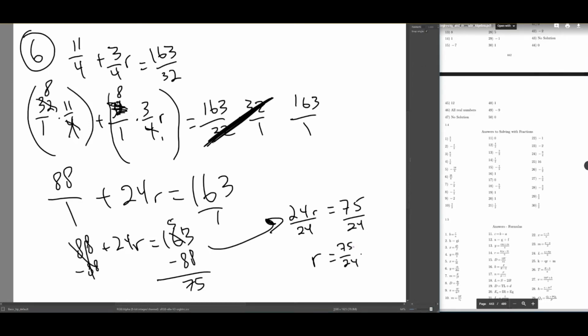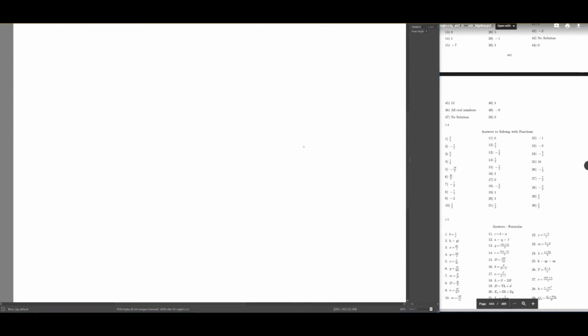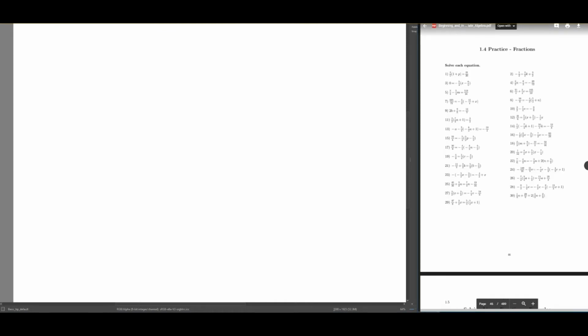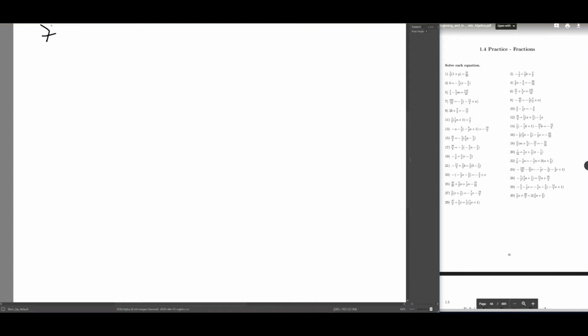I'm going to go look and see. Did I get the right answer? I have a feeling I don't have the right answer. Oh, it says 25 over 8. Oh, you can divide by 2. You can divide by 3. Hold on. Let's divide by 3 on both sides. R equals 25 over 8. Very good.